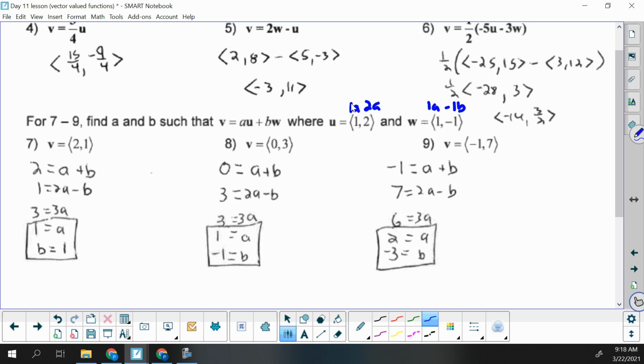So the first part of the component, the x component, we've got 2 is equal to 1a. Oops, I made a mistake here. This should be 1b, sorry. 1a plus 1b. And then the y part, 1 should be equal to 2a minus 1b. You can do a little elimination there. You end up getting a is 1, b is 1. And then you do a similar idea for each of the others.